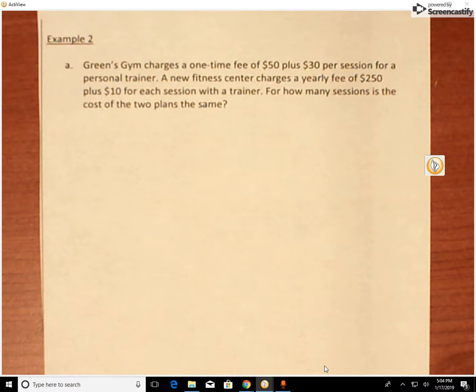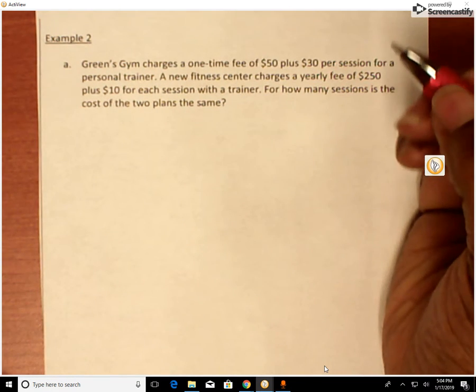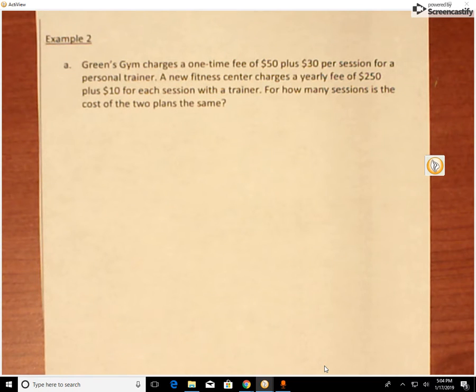So today we talked about solving equations with variables on each side as a word problem. Basically, how to write equations from your word problem. It says Green's Gym charges a one-time fee of $50 plus $30 per session for a personal trainer. A fitness center charges a yearly fee of $250 plus $10 for each session with a trainer. For how many sessions is the cost of the two plans the same?